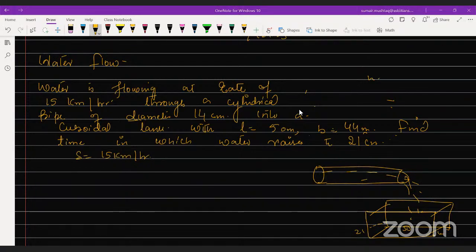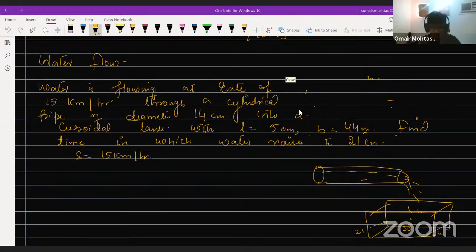Yes. Sir, can you change 15 kilometer per hour to 18 kilometer per hour? Sorry? Can you change 15 kilometer per hour to 18 kilometer per hour? Yes. Why? Sir, it will make the question 10 times easier. Okay, I'm joking. Don't change it. It is because 5 into 5 by 18 will convert it into meter per second.